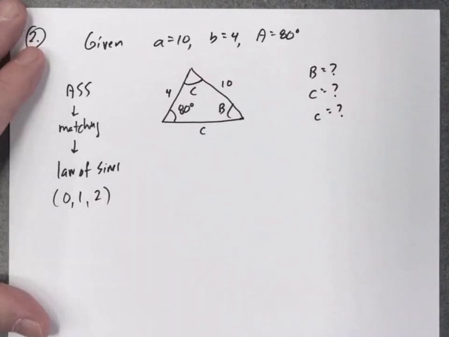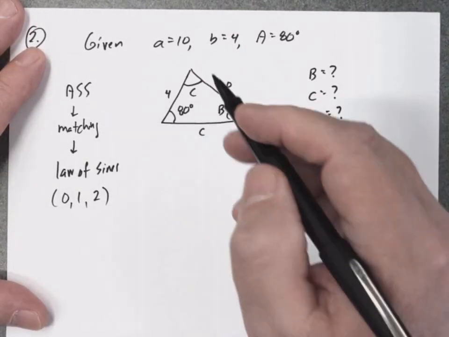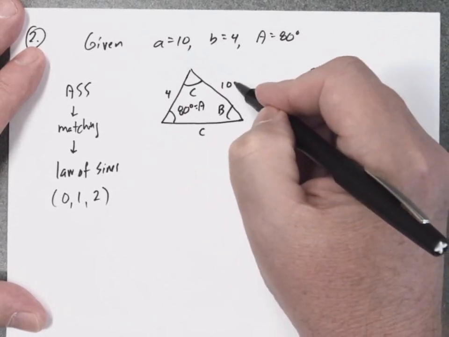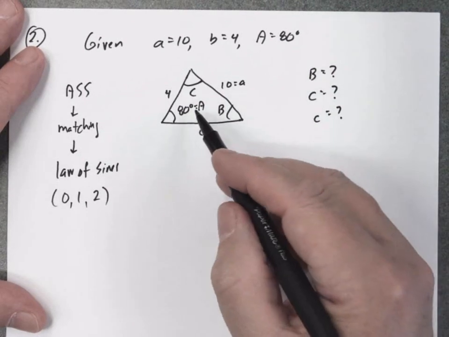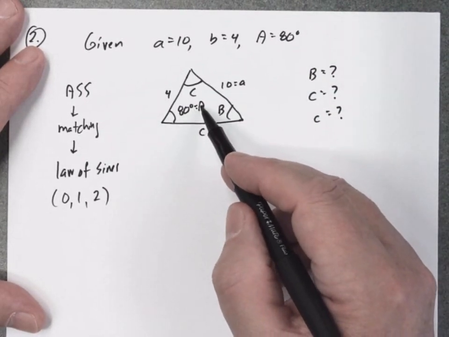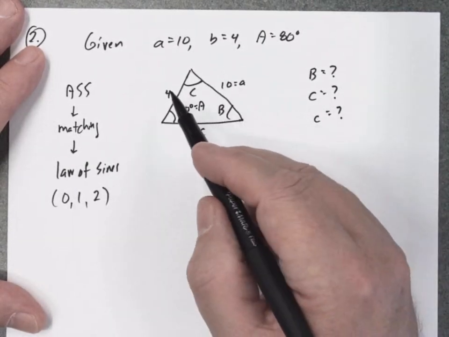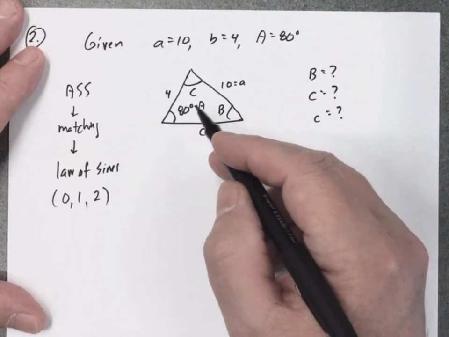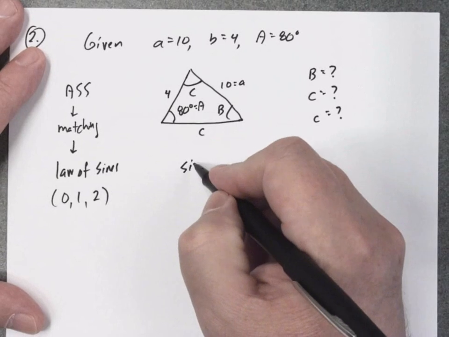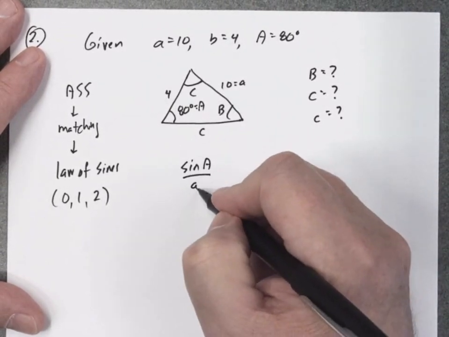So let's go ahead and just use law of sines. Since I know this is angle A, this is side A, I know angle A, and I have side A and side B. Therefore, for law of sines, I'm going to use the A and the B, because I know 3 out of the 4 of these things.